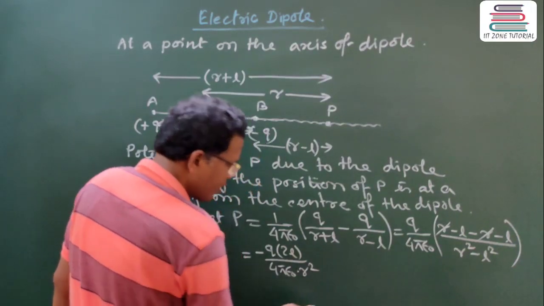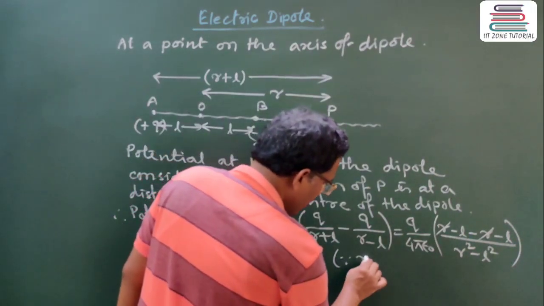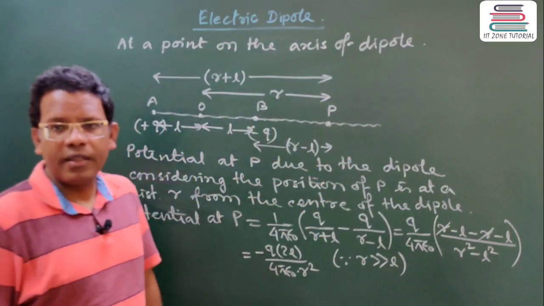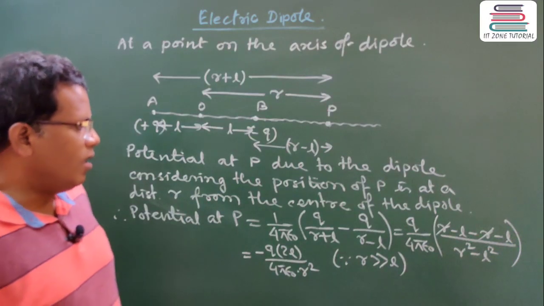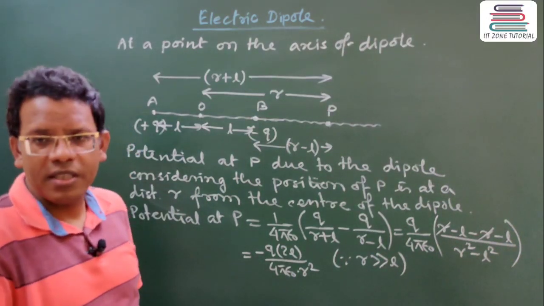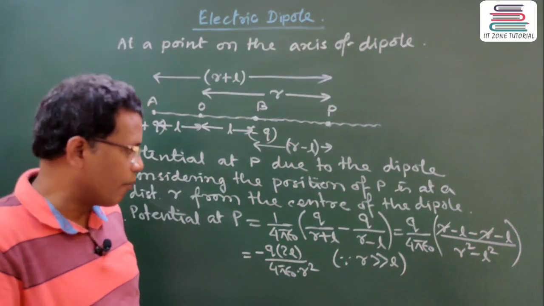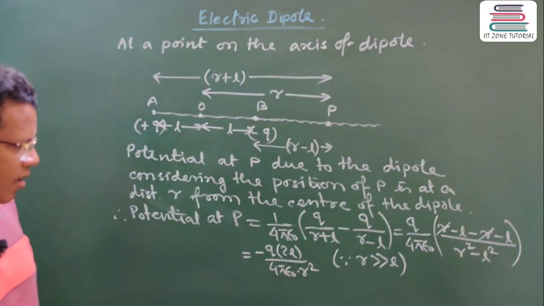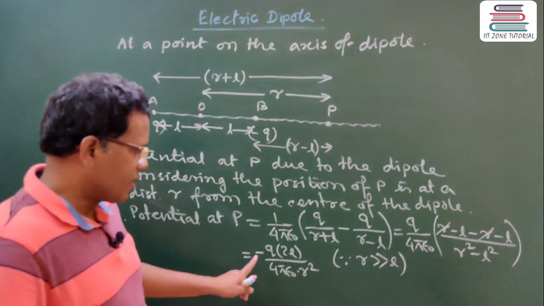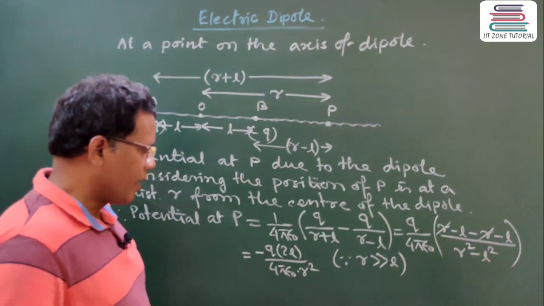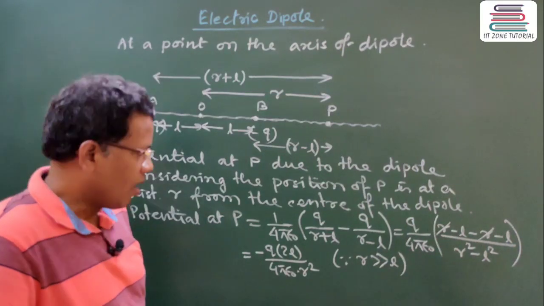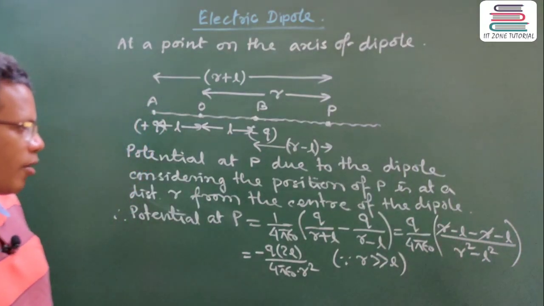square, since r is much greater than L. Taken R is a much larger distance as compared to L. So R square minus L square can be written as R square. So it is minus of Q into 2L divided by 4 pi epsilon naught R square. Got my point?